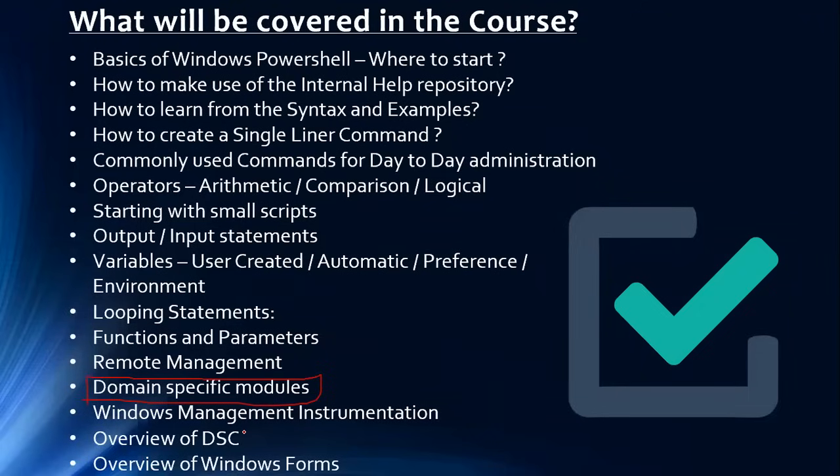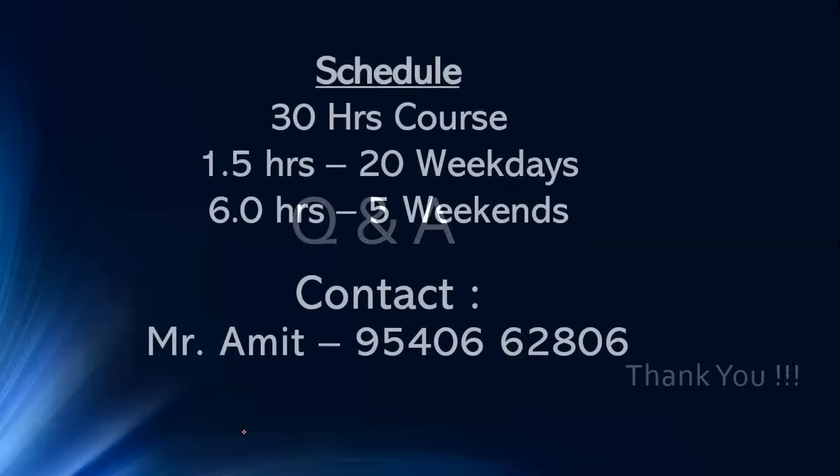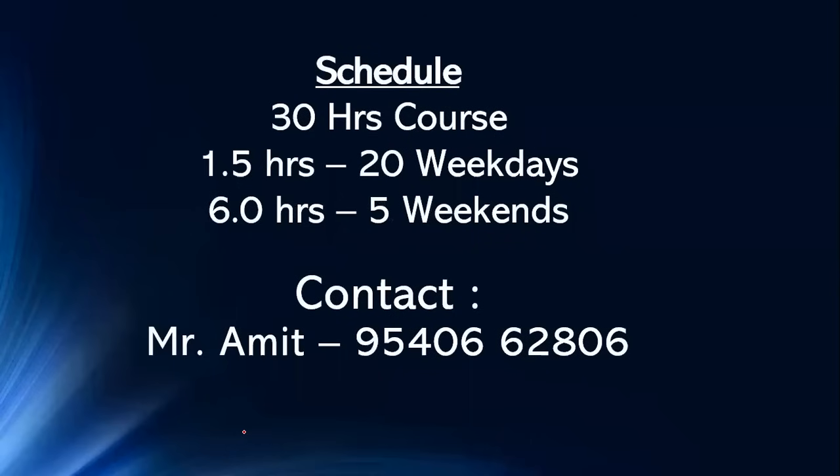All right. Before I go to the Q&A session, let me tell you, because you might have a question on the schedule. It's a 30 hour course, in which a weekday class would be 1.5 hours every day, only on weekdays, Monday to Friday. If it is a weekend class, it would be 3 hours per day, a total of 6 hours per week on Saturday and Sunday altogether, and it will go for 5 weekends. So 30 hours altogether is what we are going to meet up.